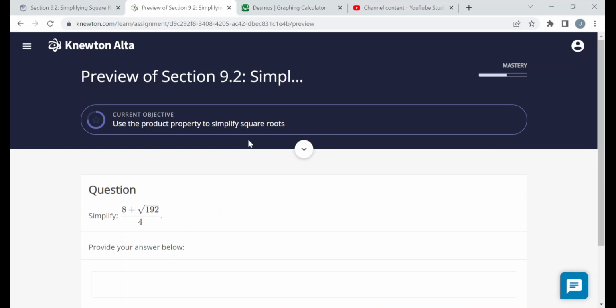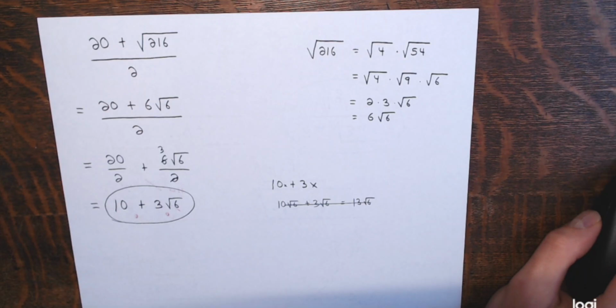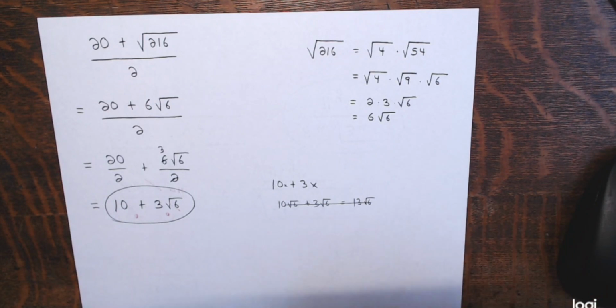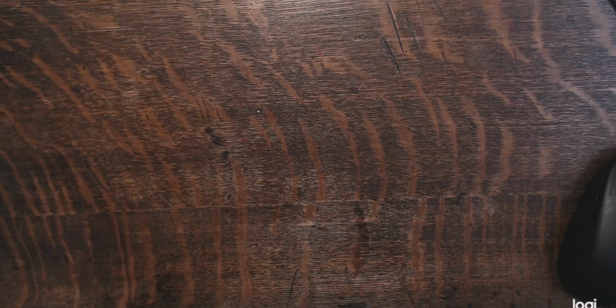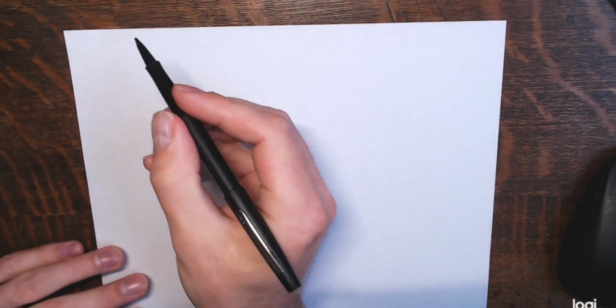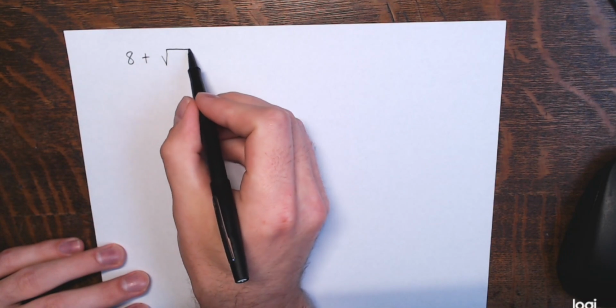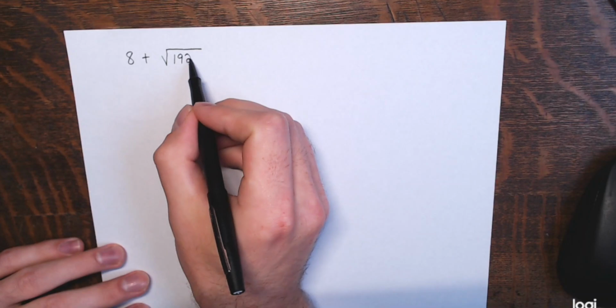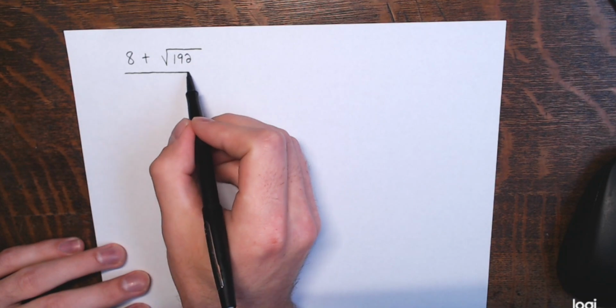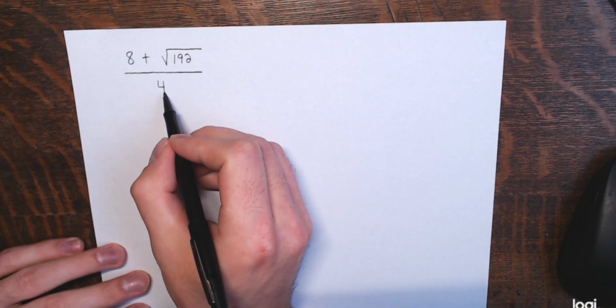Alright, so it looks like one more of these. Again, very similar to the last one, where I'll simplify the square root of 192 first, and then divide everything by 4. So here I'm given, in the numerator, 8 plus the square root of 192, divided by all that divided by 4.